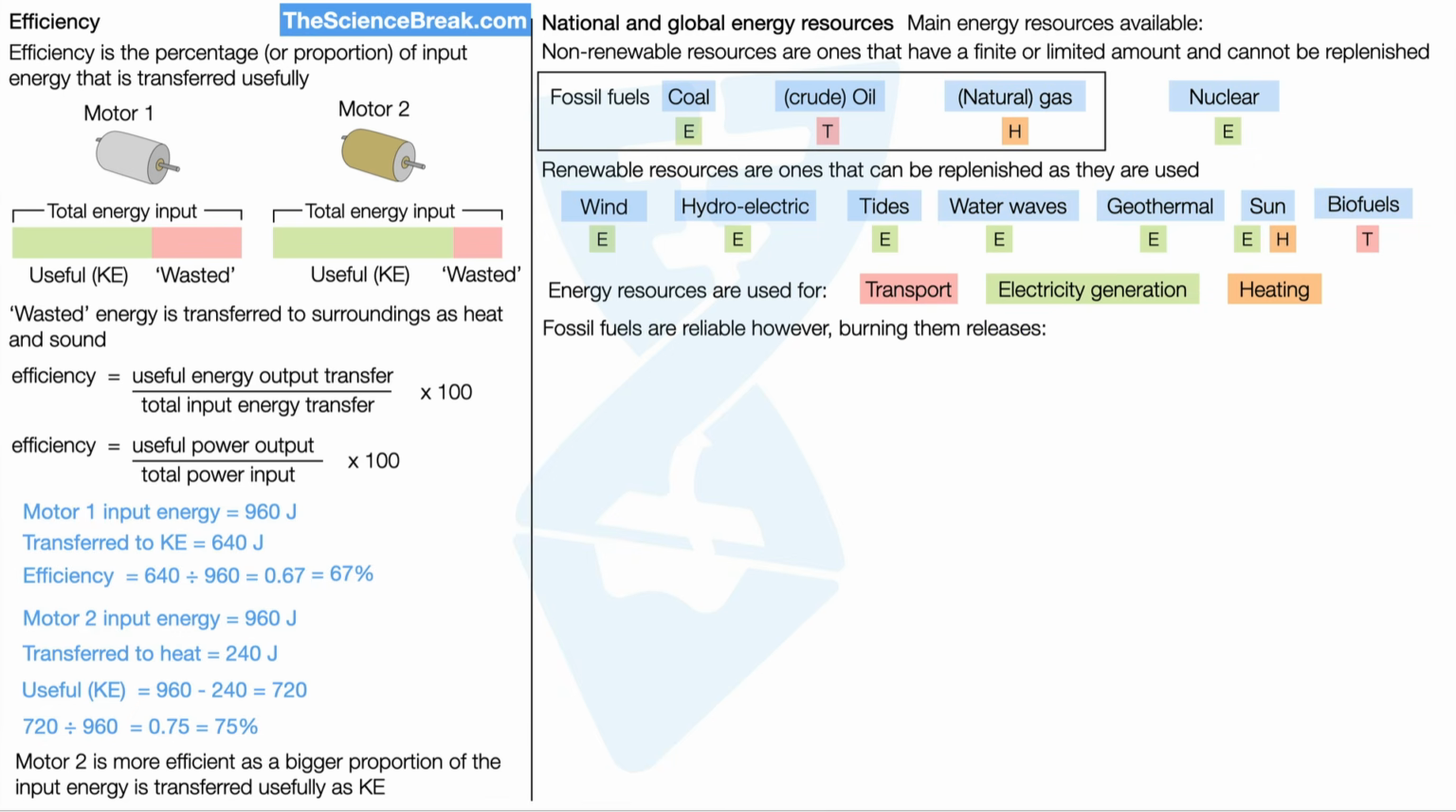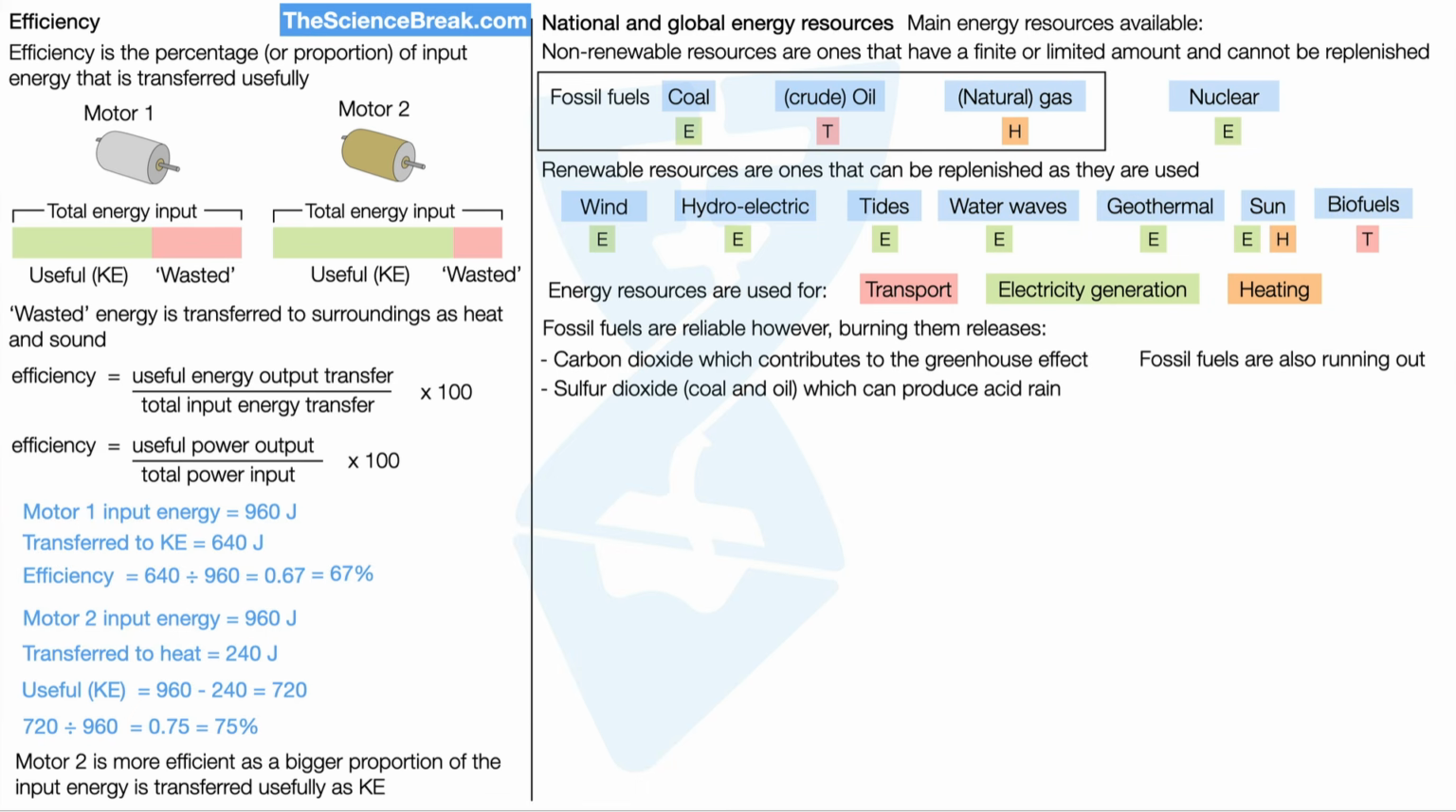Fossil fuels are reliable, however, burning them releases carbon dioxide, which contributes to the greenhouse effect, and sulfur dioxide from coal and oil, which can produce acid rain. Fossil fuels are also running out because they are non-renewable.